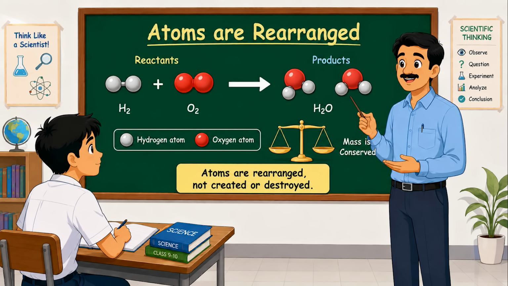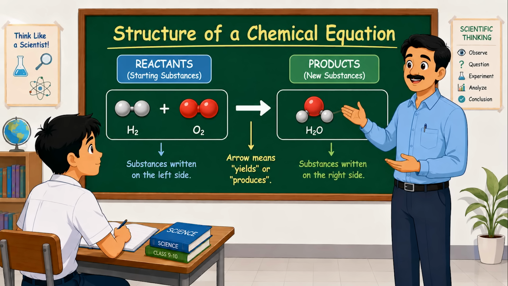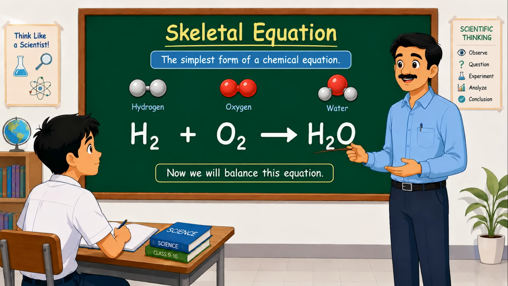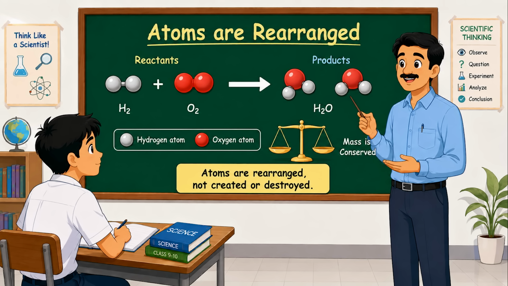Watch the reactants on the left and the products on the right. The arrow shows change. A chemical equation is a short way to show a chemical reaction using symbols and formulas. If the atoms do not match on both sides, the equation is not balanced yet. This is why we balance equations. The law of conservation of mass says matter is neither created nor destroyed in a chemical reaction, so the atoms must be rearranged, not added or removed.